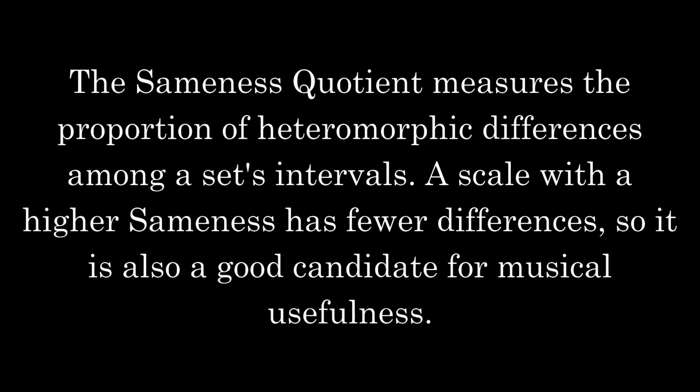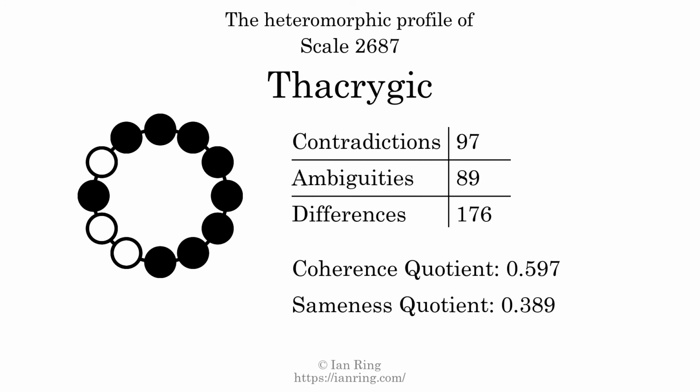The sameness quotient measures the proportion of heteromorphic differences among a set's intervals. A scale with a higher sameness has fewer differences, so it is also a good candidate for musical usefulness. The sameness quotient is 0.389.